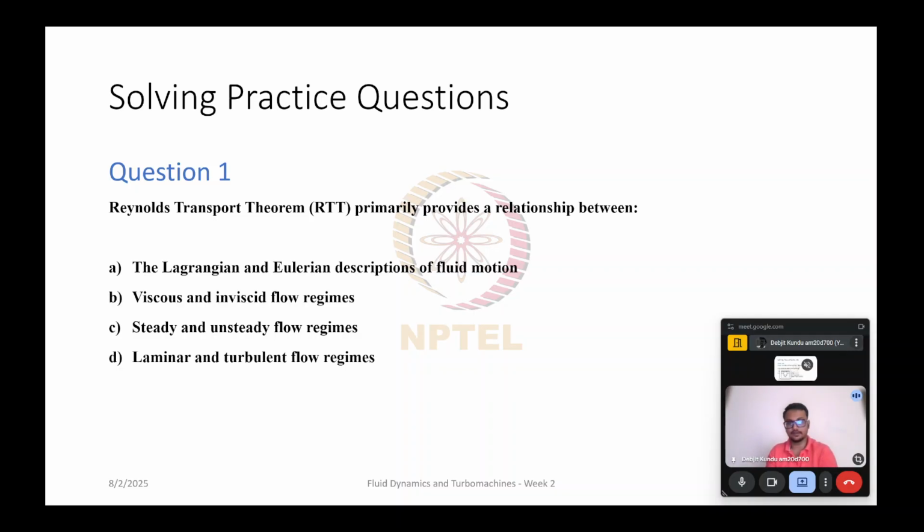So we have a pair of different flow regimes or flow descriptions in each option. So the Reynolds transfer theorem connects two of these concepts. So which one is that? Is it option A, the Lagrangian and Eulerian descriptions of fluid motion? Is it option B, viscous and inviscid flow regimes? Or is it option C, steady and unsteady flow regimes? Or is it option D, laminar and turbulent flow regimes?